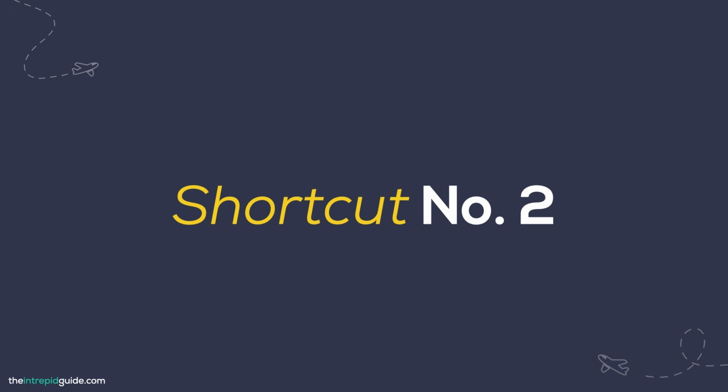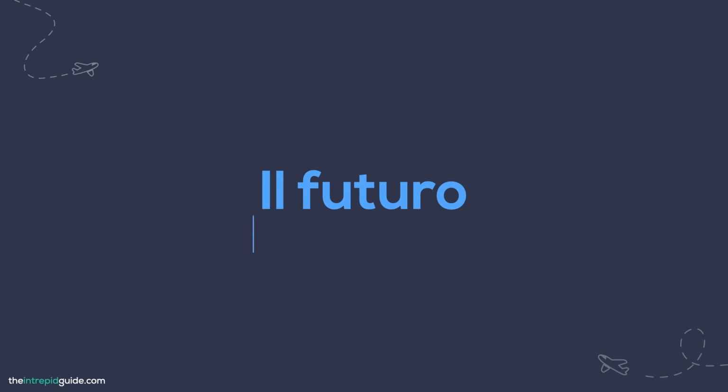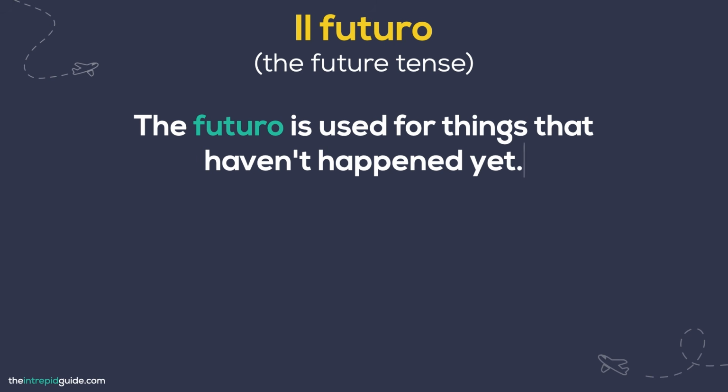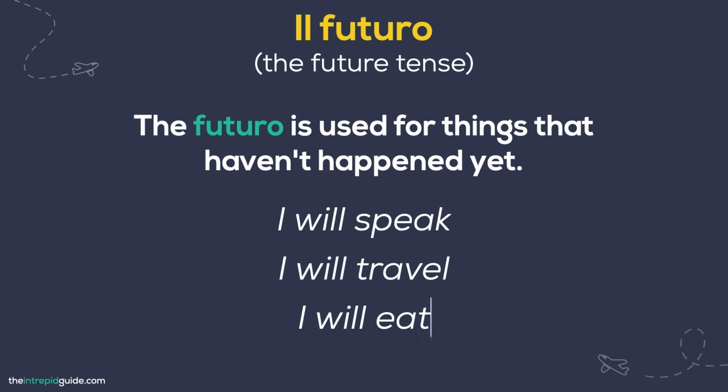Now let's move on to pattern shortcut number 2. Now that you've got the present tense pattern in your head, hopefully, the future tense is going to feel almost too easy. Now, the futuro is used for things that haven't happened yet. We say, I will speak, I will travel, I will eat. We use this for making plans, predictions, and promises.